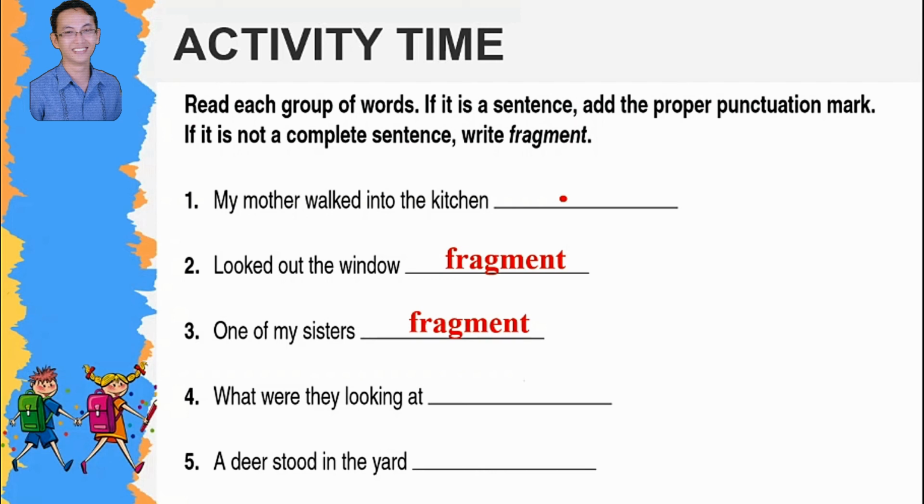For number 4, what are they looking at? Is it a sentence or fragment? A sentence. And what punctuation mark should be used? Question mark. For number 5, a deer stood in the yard. Is it a sentence or fragment? What punctuation mark should be used? A period.